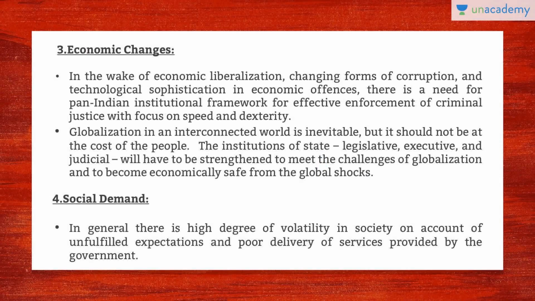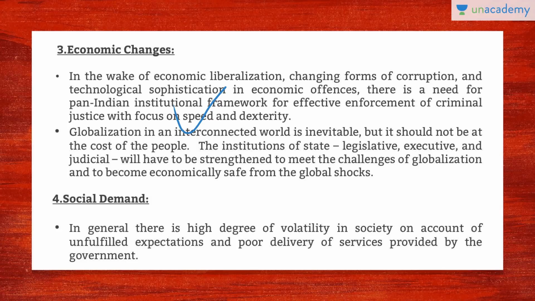Then in the wake of liberalization, privatization and globalization, the forms of corruption are changing. Technological sophistication is being involved in economic offenses. So there is a need for a pan-Indian institutional framework for effective enforcement of criminal justice, and the focus should be on speed. Globalization in an interconnected world is perhaps inevitable, but obviously it should not be at the cost of people.